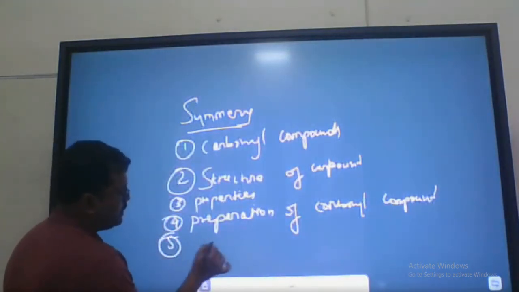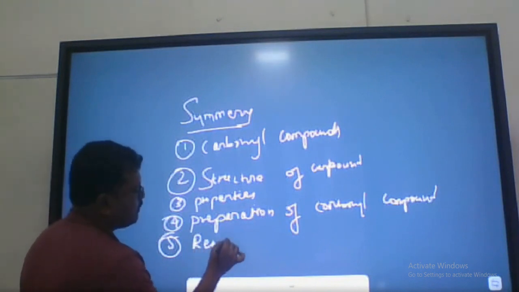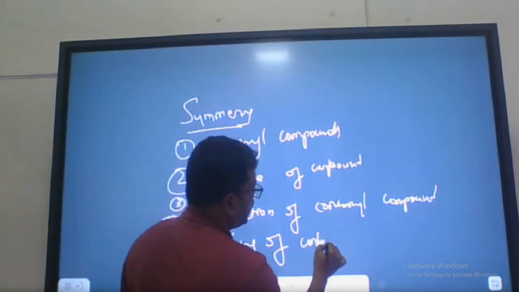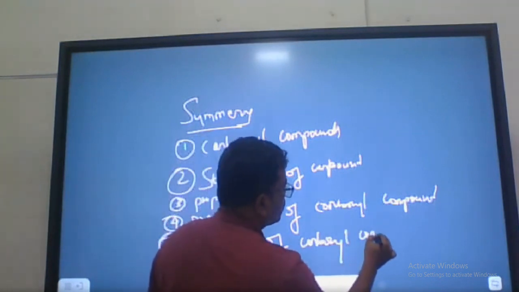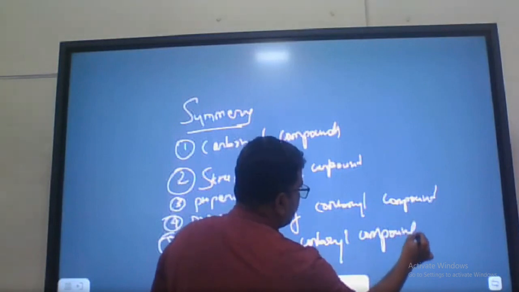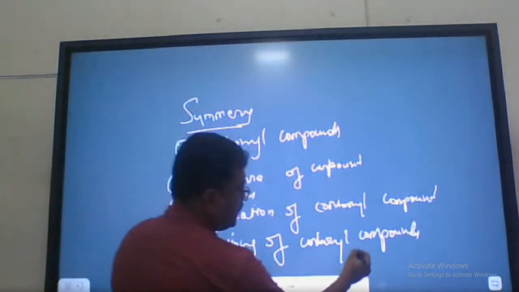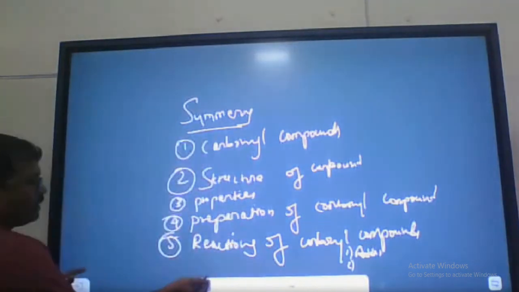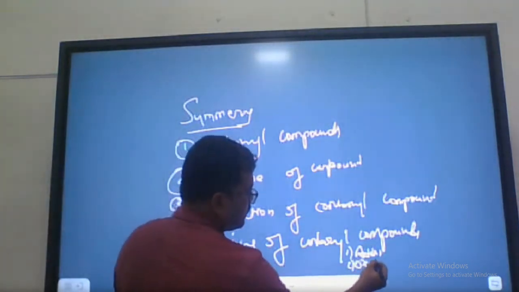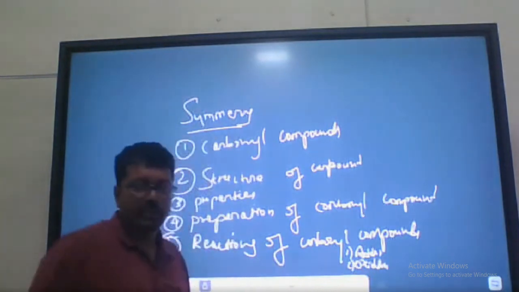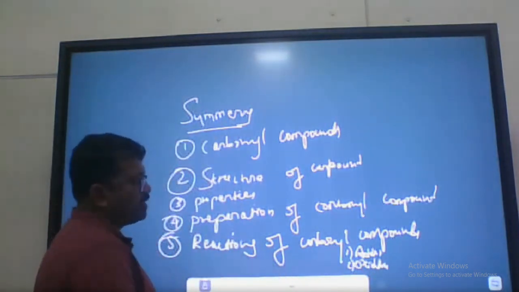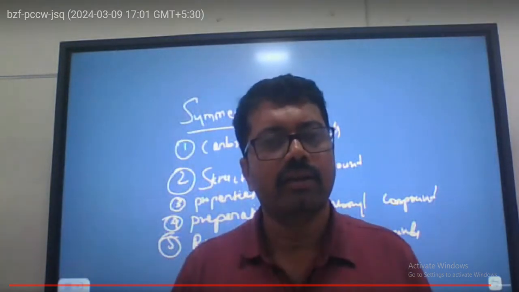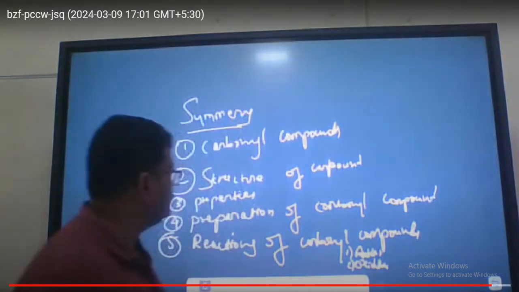Next, the fifth one, reactions of carbonyl compounds. The types we studied are addition, oxidation, and substitution. So these are the summary of today's class.